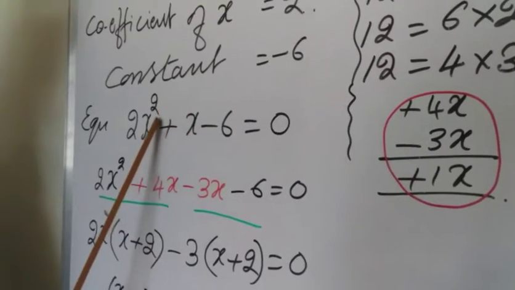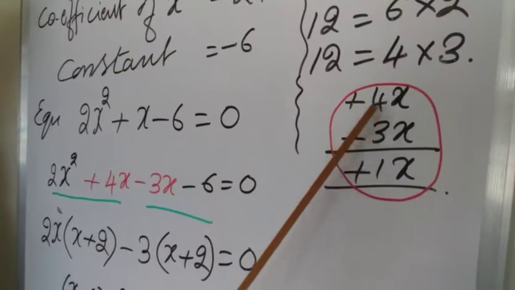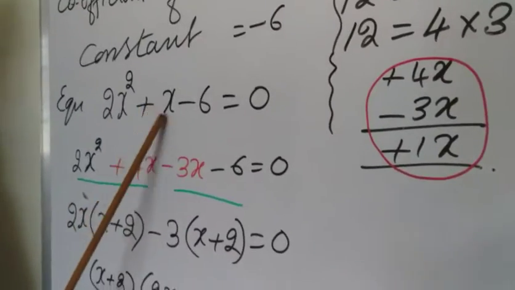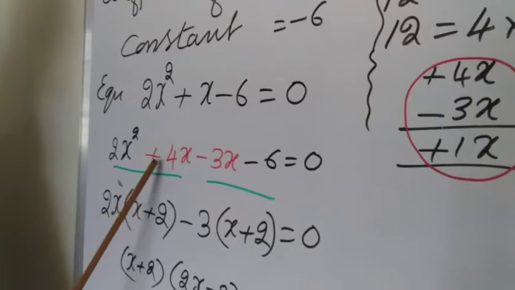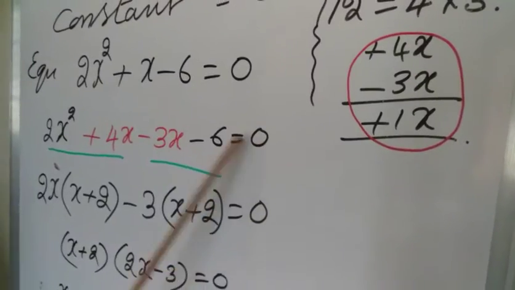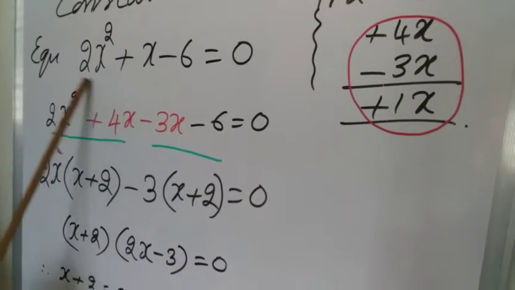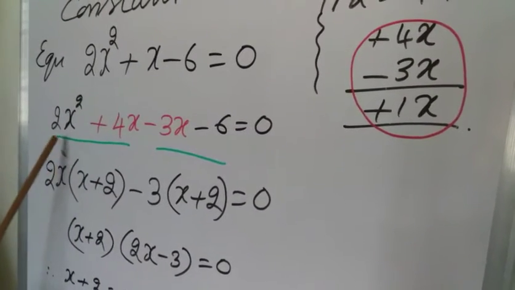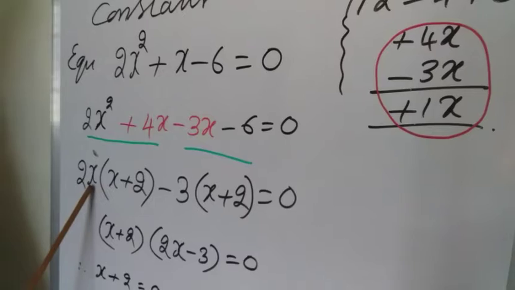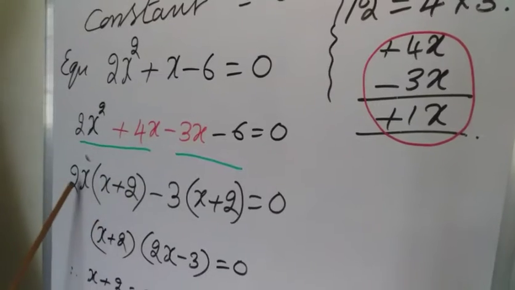Therefore, remove this middle term and use plus 4x and minus 3x here. We call this splitting of the middle term. 2x square plus 4x minus 3x minus 6 equal to 0. There are four terms, and from these first two terms, grouping, 2x is common. Divide these two terms by 2x: 2x square divided by 2x is x, plus 4x divided by 2x is 2.